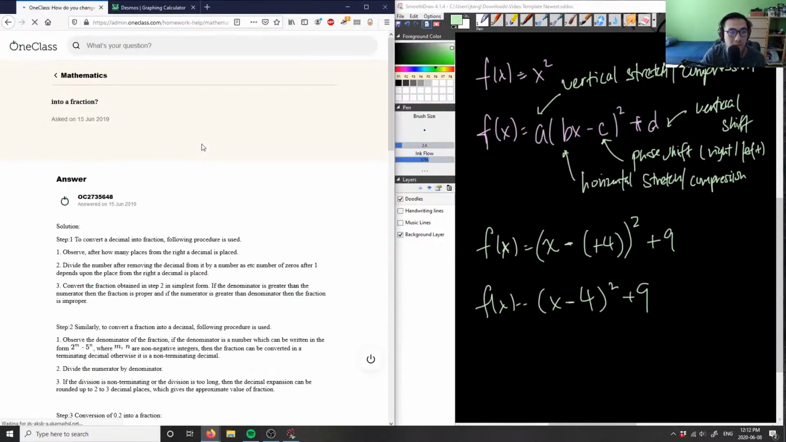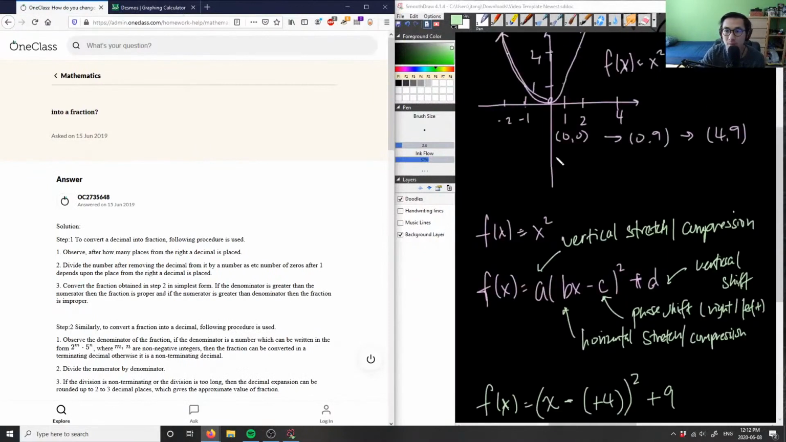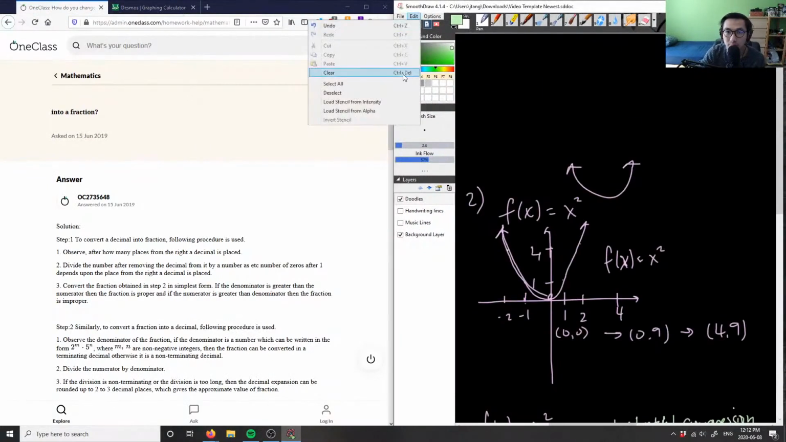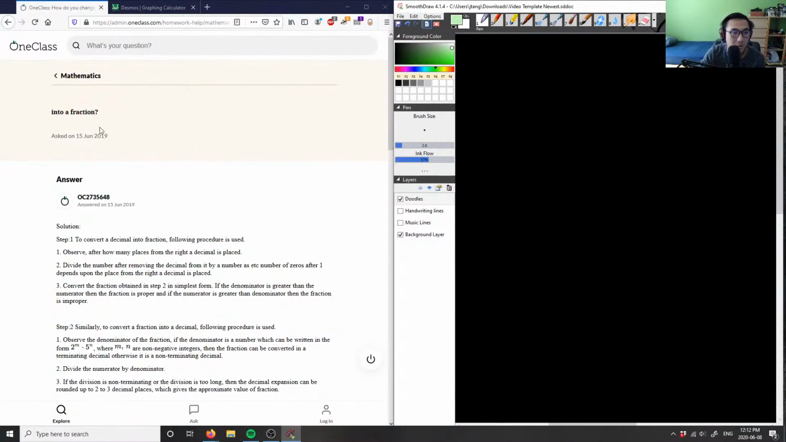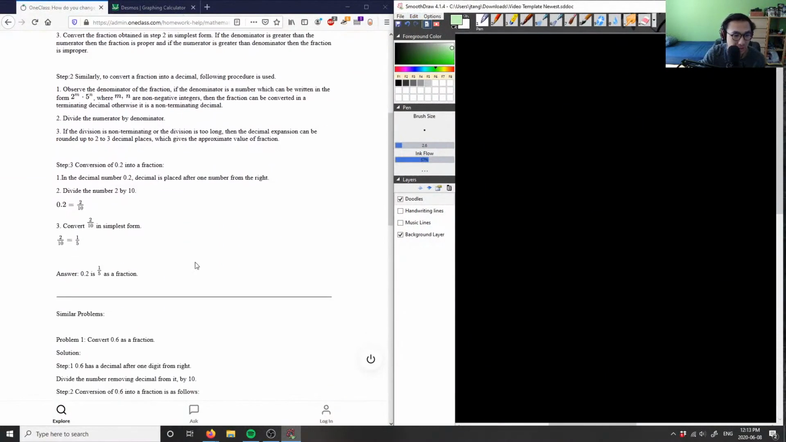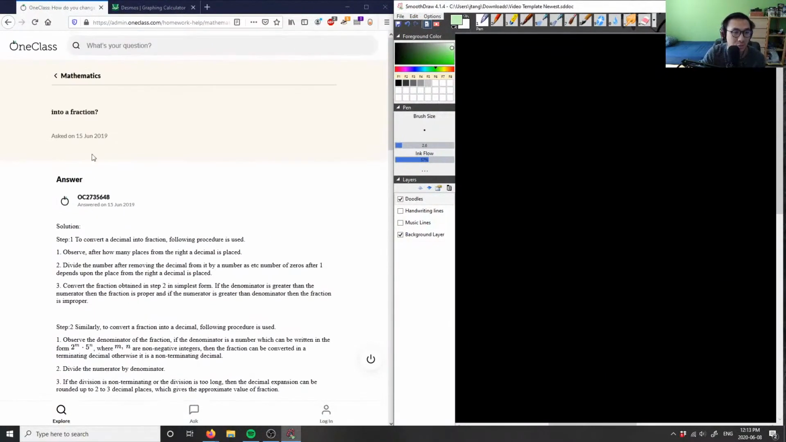I don't know why it keeps giving me a blank question here. Okay, so this is number 3. I don't really see the question here. What is 0.2 as a fraction? Okay, so that's number 3. So what is 0.2 as a fraction?